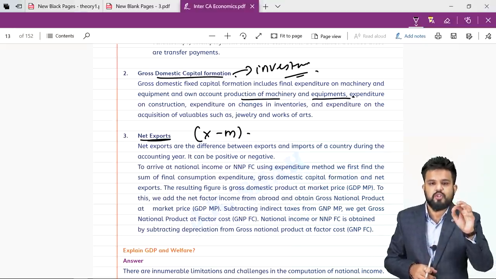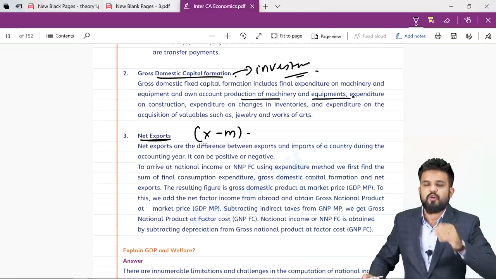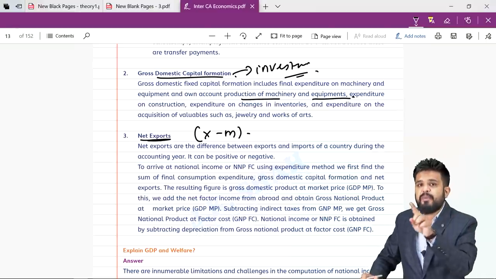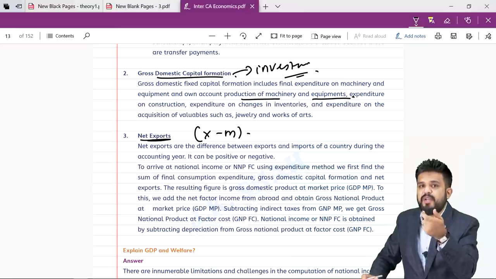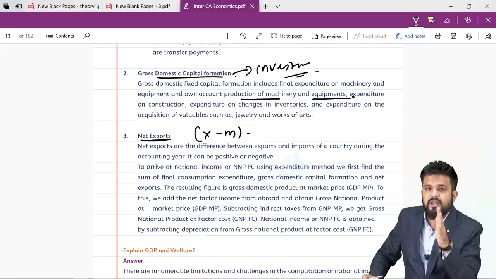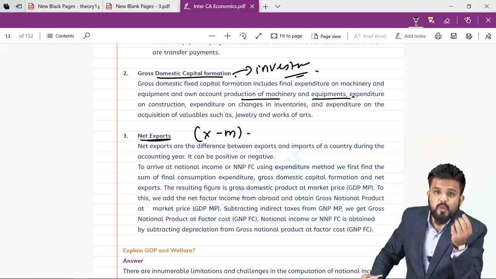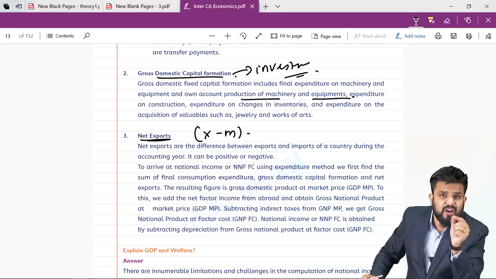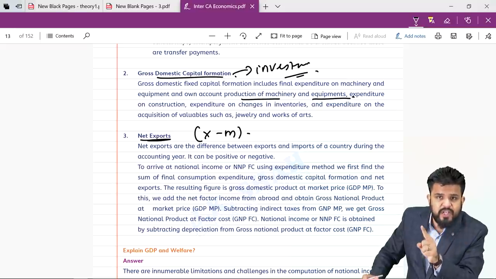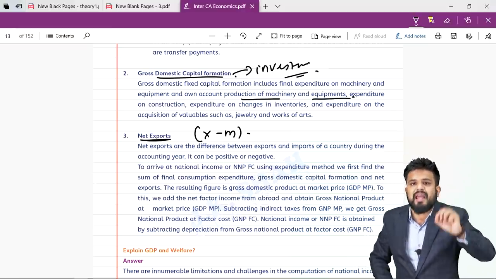So just to give you a hint, please remember, while solving numerical sums, any line ending with the word expenditure should be added, like gross private residential construction expenditure. This much is big, but the last word is expenditure, please add. Inventory expenditure, please add. So anything ending with the word expenditure is to be added in GDP, and anything ending with the word investment should also be added in GDP.